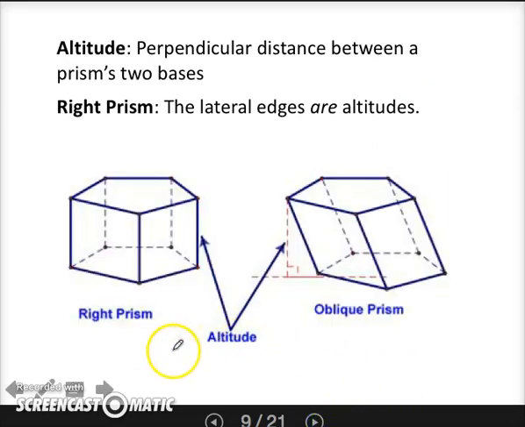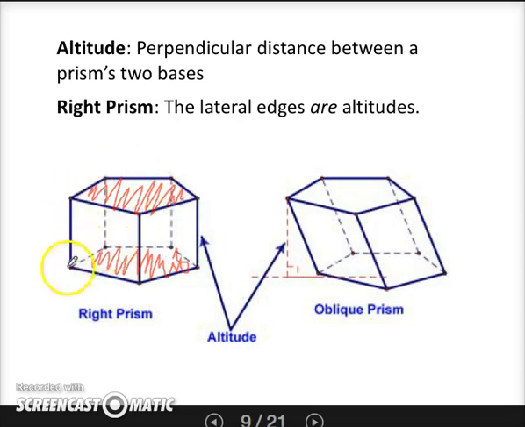An altitude of a prism is the perpendicular distance between the prism's two bases. So if I measured the distance from the plane containing this polygon to the plane containing this polygon, I would measure this perpendicular distance, and in the case of a right prism, the perpendicular distance or altitude is the same as one of the lateral edges. It's simply the measure of a lateral edge.